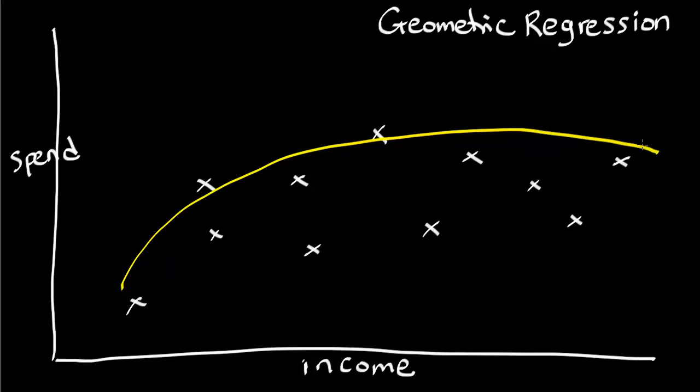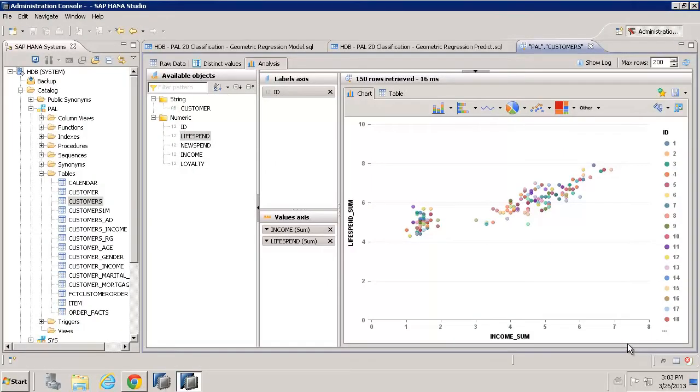We're working with a single explanatory variable here of income, and so now let's have a look at the code and see how that all works. Here we can see our input dataset in HANA Studio. We can see we've got lifetime spend as the dependent variable, with income as the explanatory or independent variable. What we want to do is to have the predictive analysis library draw a geometric regression line or a power curve that best fits this set of data.